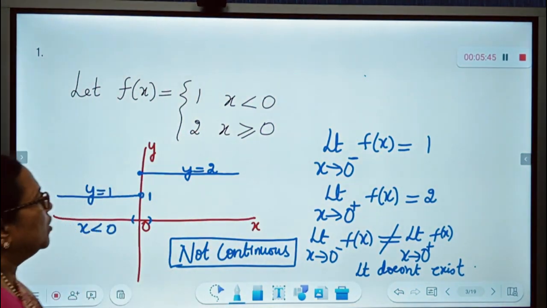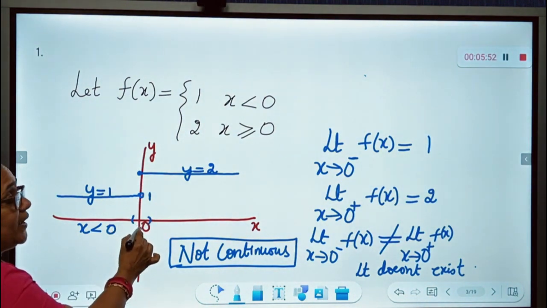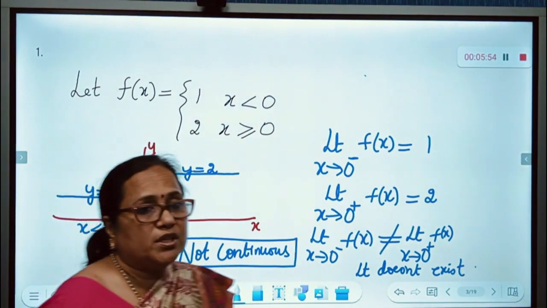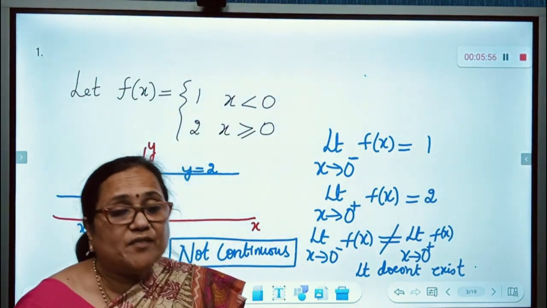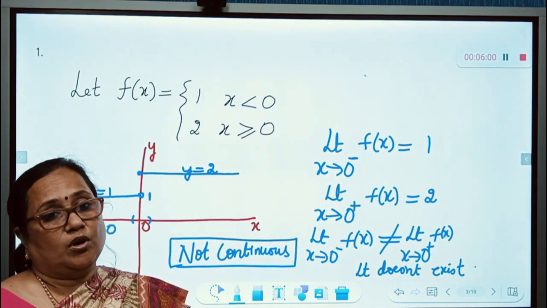Now, what can you say about the graph? By looking at the graph, you know there is already a break. Where is the break happening? At x equal to 0. So, we will analyze the function around x equal to 0.